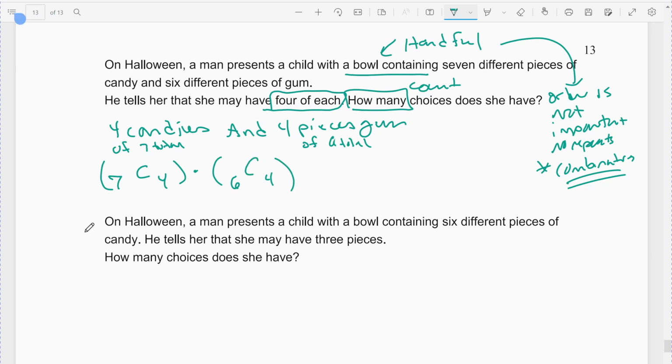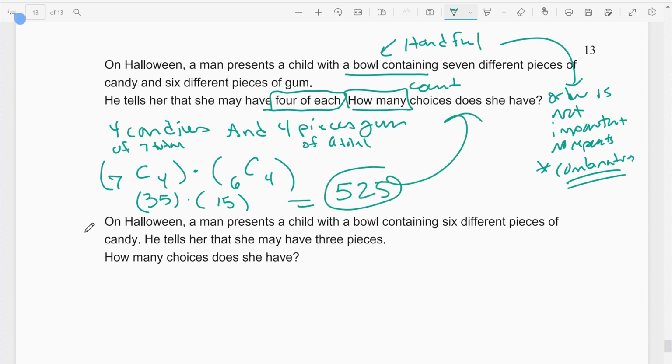Combination 7, choose 4. That's how many candies she can get. And we multiply by 6 choose 4, which is how many pieces of gum she can get. So 7 choose 4 is 35 times 6 choose 4 is 15. So we take 35 times 15. There's a grand total of 525 different ways she can pick 4 different pieces of candy out of 7 and 4 different pieces of gum out of 6.